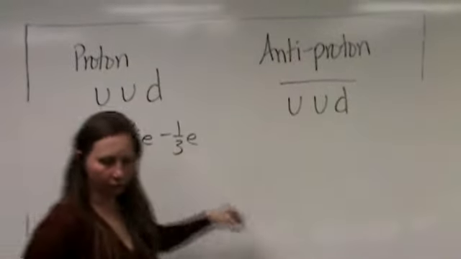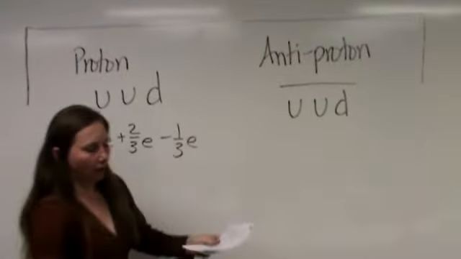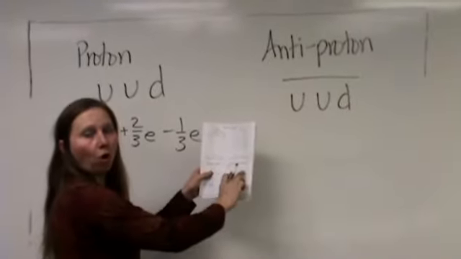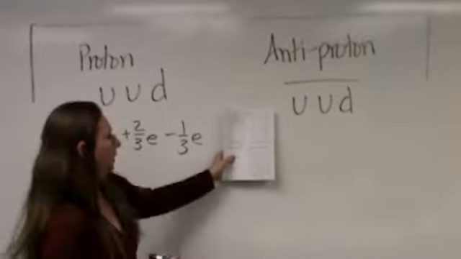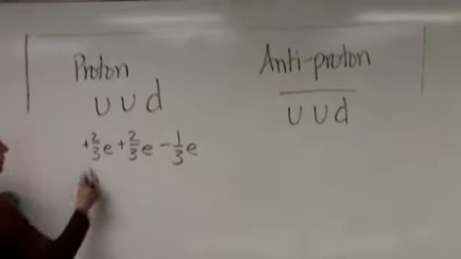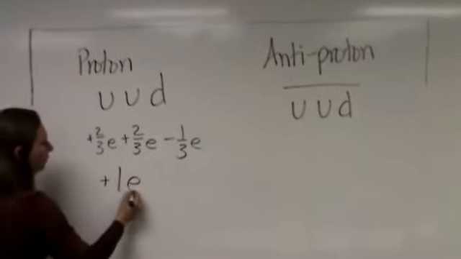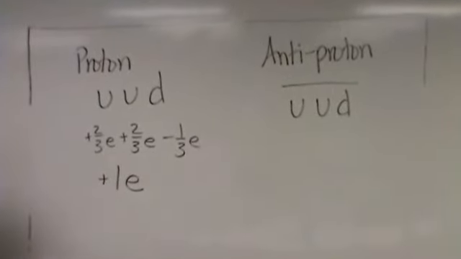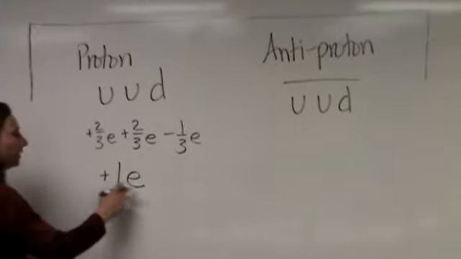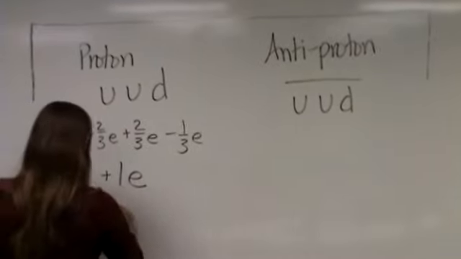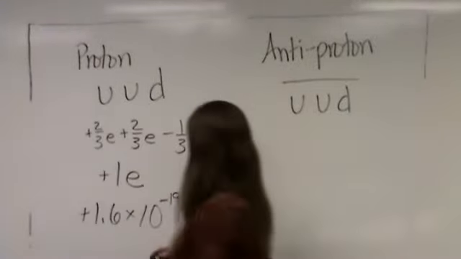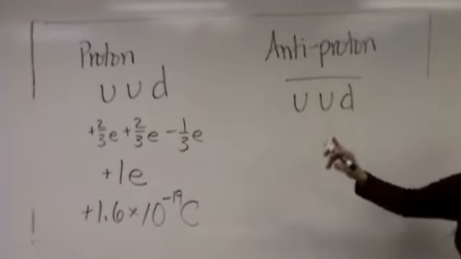And these charges we've looked up on the reference tables, the charges of the quarks on this reference table, particles of the Standard Model. All right, we add all this up, the charge of a proton, positive 1e. Since e is 1.6 times 10 to the negative 19, 1 times that is positive 1.6 times 10 to the negative 19. Now, an antiproton.